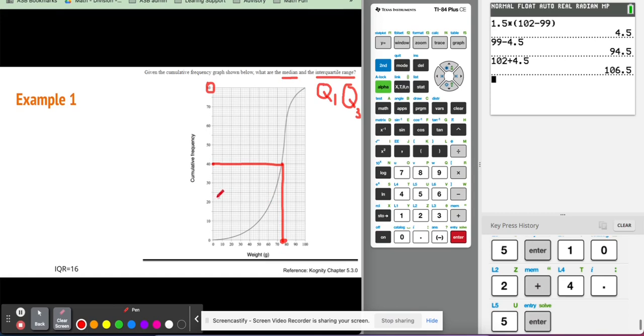Then we're going to do the same thing for our Q1 and our Q3. So halfway between 0 and 40 is 20. So let me change colors here. And here I'm going to follow my line. And at the bottom here, I'm going to have this value be my Q1.